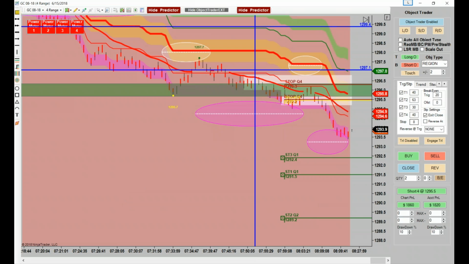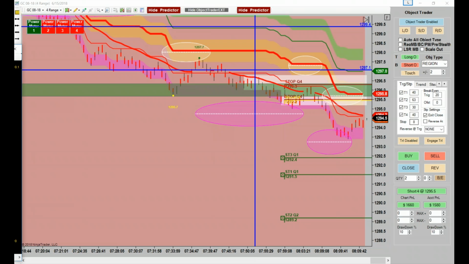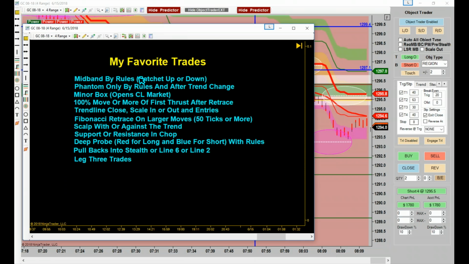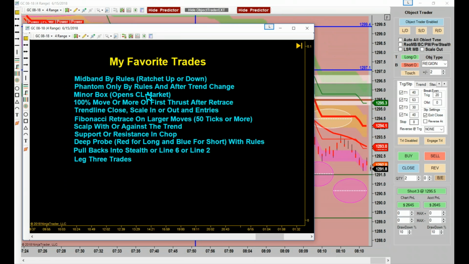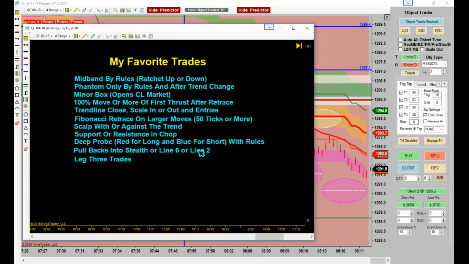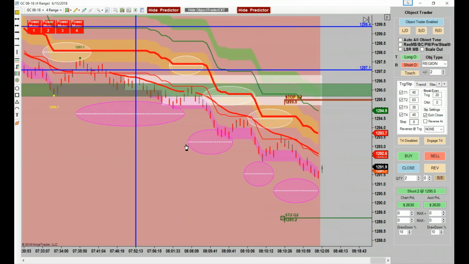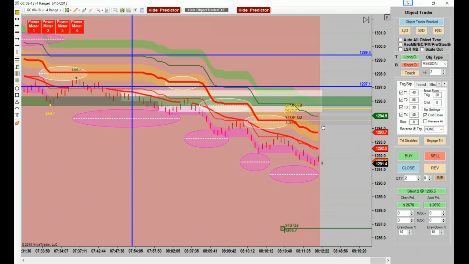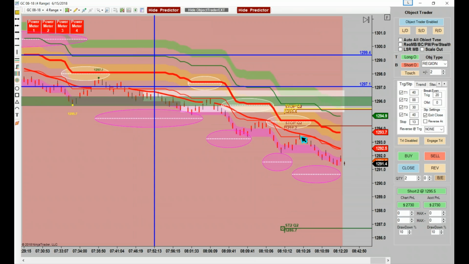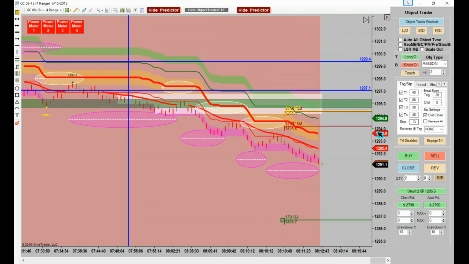So let's see. So far, we're an hour into this thing. Mid-band by rules, phantom only by rules, minor box at CL market. Okay. We talked about deep probe and pullbacks into stealth line 6 or line 2. Okay. Now, you'd be peeling some of these off, obviously, but Object Trader will do that for you, too. And could you be moving your stop accordingly to the swings? And the answer on that is yes.